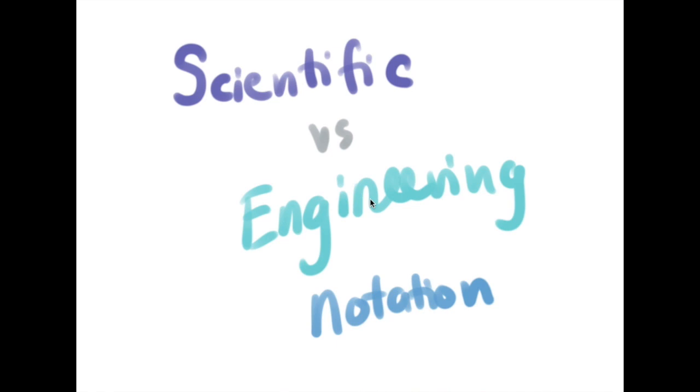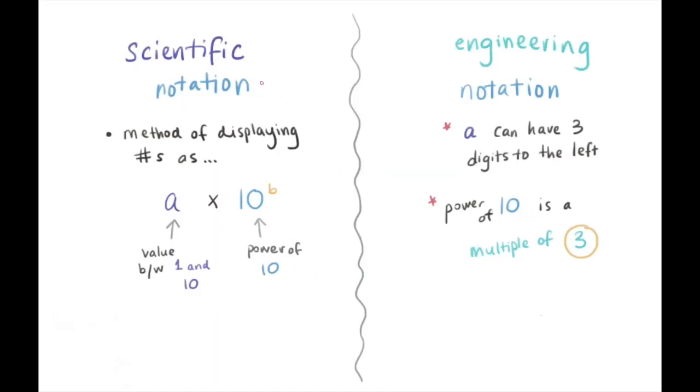In this video, we will be talking about the differences between scientific and engineering notation. Scientific and engineering notation are both methods of displaying very large and complex or very small numbers in a more visual and understandable form.